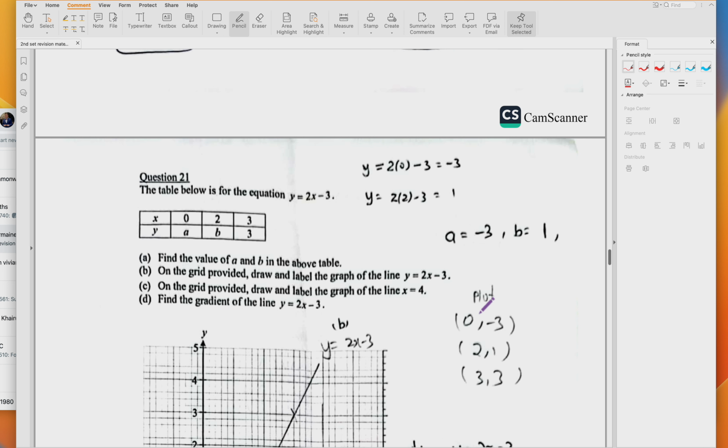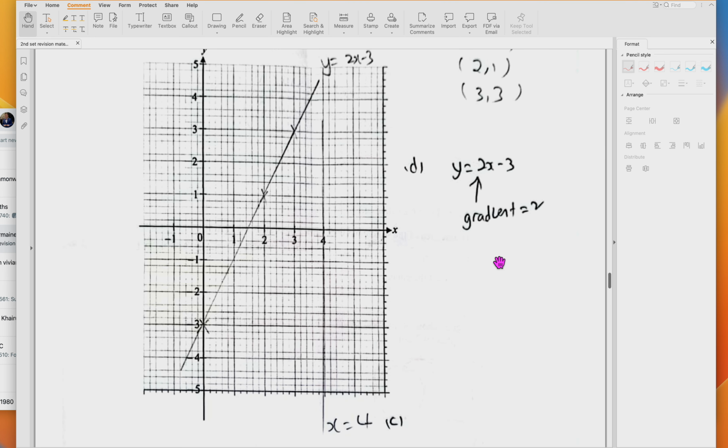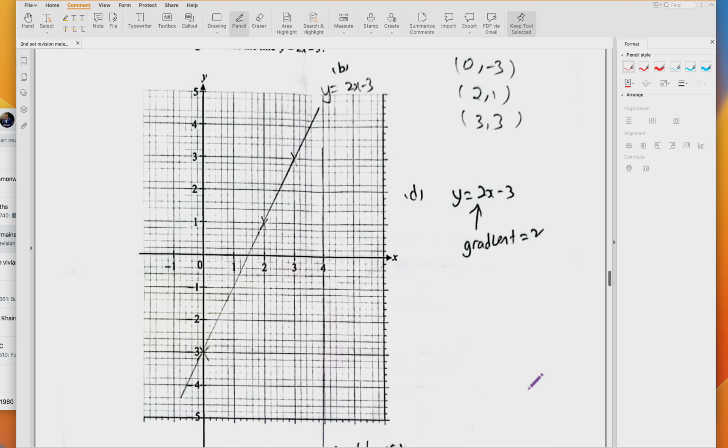But they ask you to find the gradient of the line, so how do you find the gradient? What's the formula? Can you still remember? Gradient is y1 minus y2 over x1 minus x2. Correct. Okay, very good.